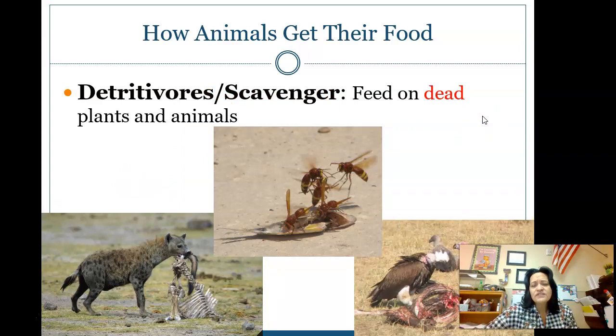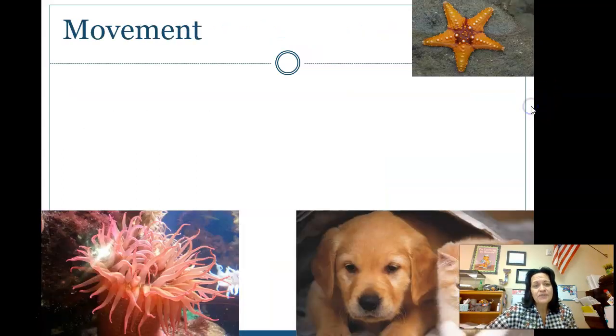We have detritivores and scavengers, and they feed on dead plants and animals. So after an organism has already gone through and taken what they want and left the gunk behind, these detritivores and scavengers will go in and feed off of that.